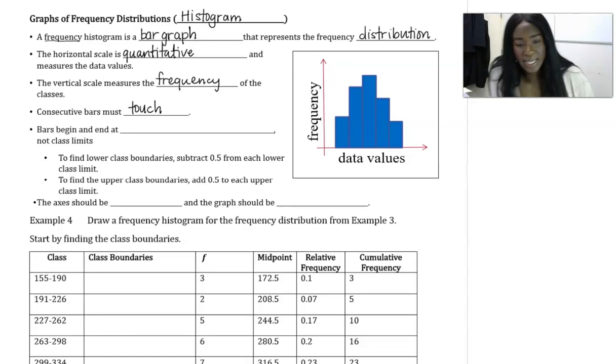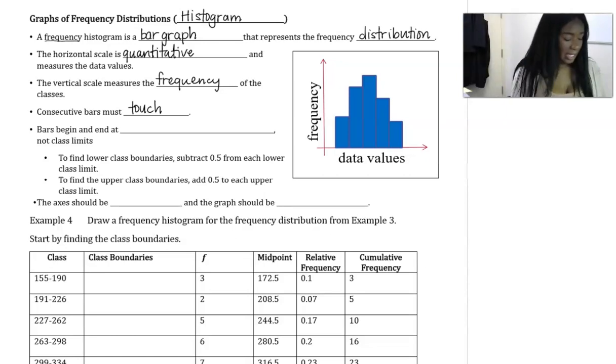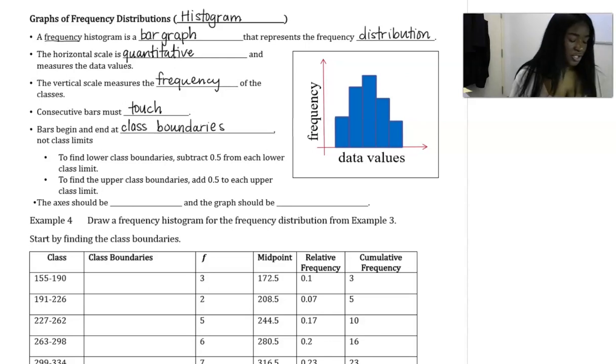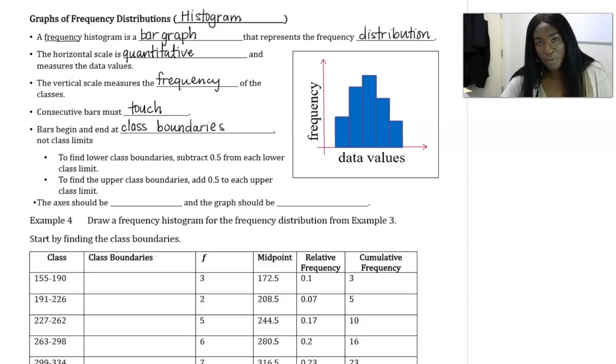And bars begin and end at class boundaries. And we'll talk about what class boundaries are and why we use them in a second. So to find class boundaries, we're just going to be subtracting 0.5 from lower class limits and then adding 0.5 to upper class limits. And we'll look at an example of that in the next video here.